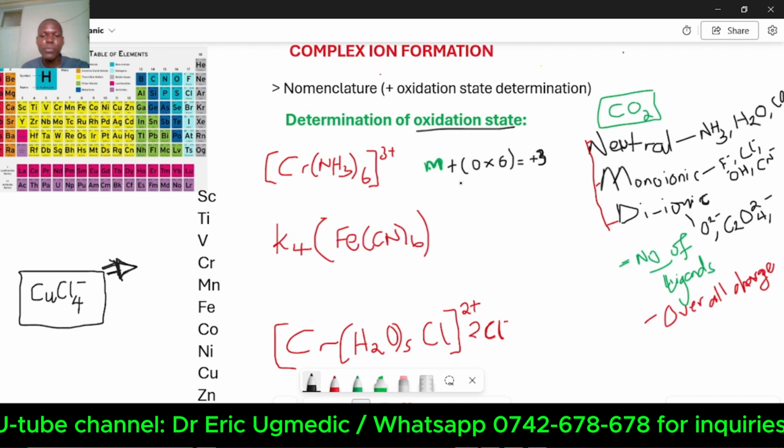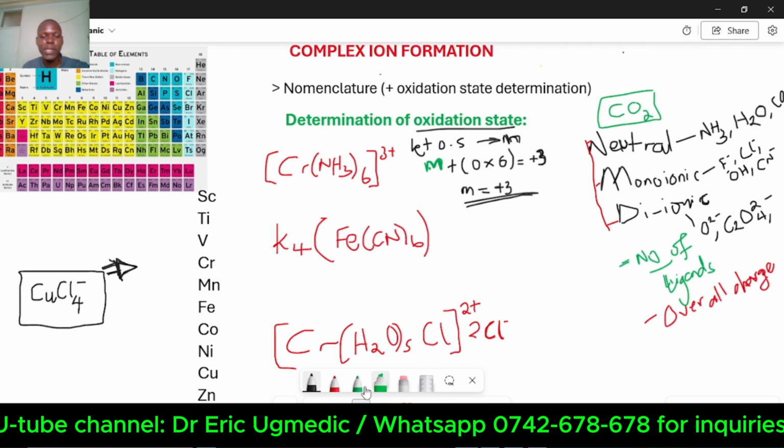Get? So what will be the value of M here? The value of M will actually be positive 3. And that's how I get my oxidation state. So the oxidation state of chromium in this case will be positive 3. Don't forget the sign, positive 3. And don't just put the unknowns. Show the examiner that I've let the oxidation state of chromium be M, so that whenever he sees M, he knows that you're talking about the oxidation state of chromium or that particular element.